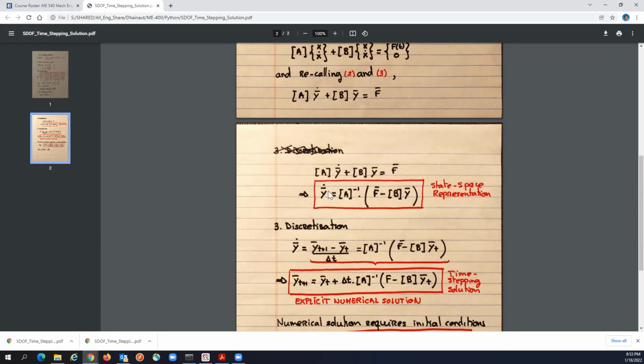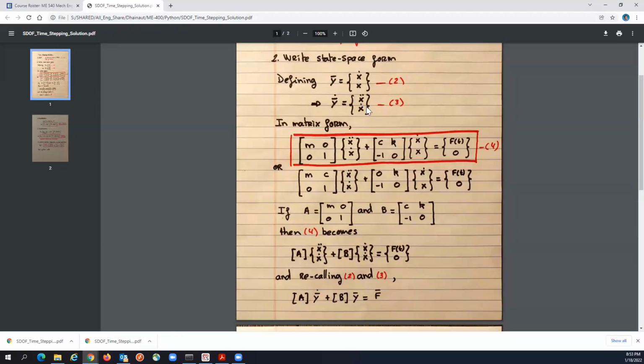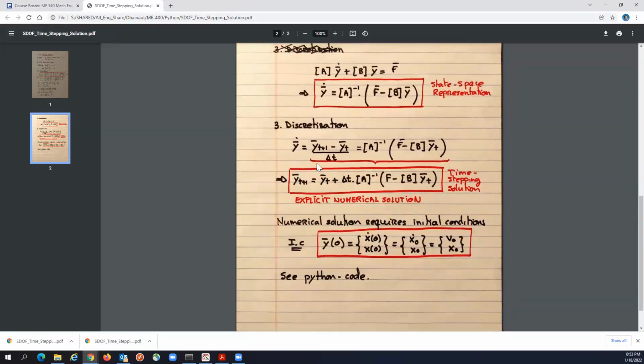So the y dot, which is really defined over here as x double dot, is equal to the inverse of matrix A dot product of the force minus by. So the explicit solution, which is the discretization of the time-stepping solution, an approximation for the derivative, is always of the form time step n plus 1 minus step n divided by the interval. So this is the approximation of y dot, and in this case it should be equal to the inverse of A times f minus by of t.